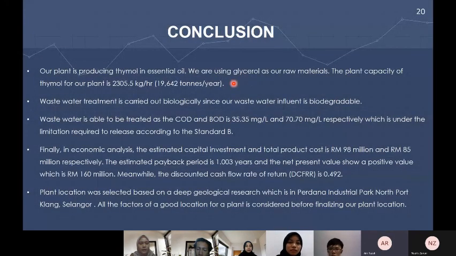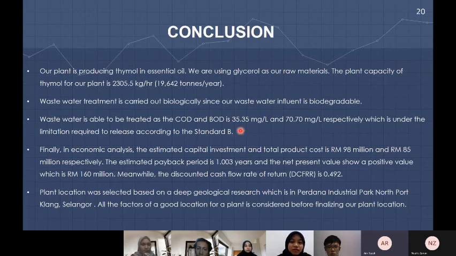So as a conclusion, our plant is producing thymol in solid form. We are using glycerol as our raw material. The plant capacity of our thymol is 2,305.5 kg per hour, which is equal to 19,642 tons per year.